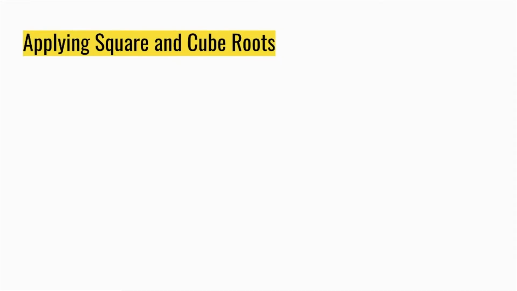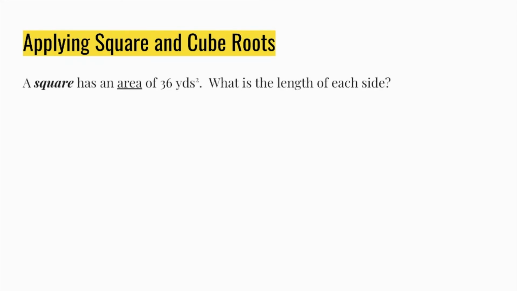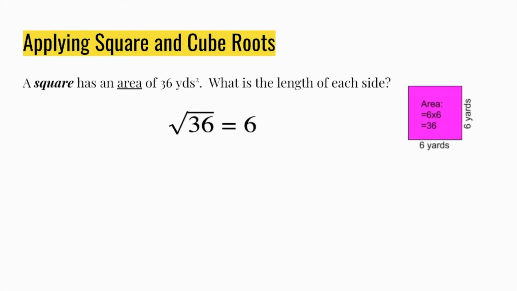All right, so why do we need to know cube and square roots? It actually can come in handy, for example, looking at side lengths. For example, if we knew a square has an area of 36 yards squared and we wanted to know each side length, since it's a square, we're going to take the square root of 36. So the side lengths of our square are 6 by 6 because 6 times 6 is 36.